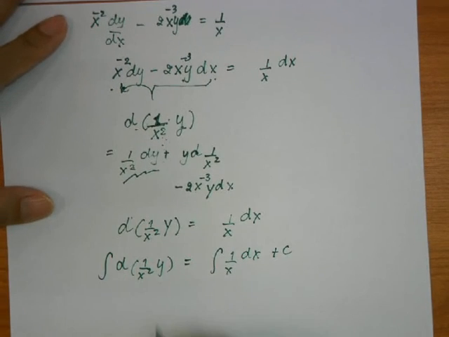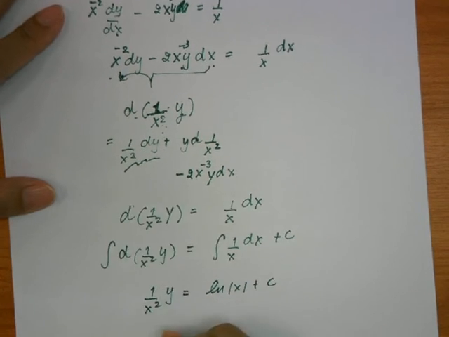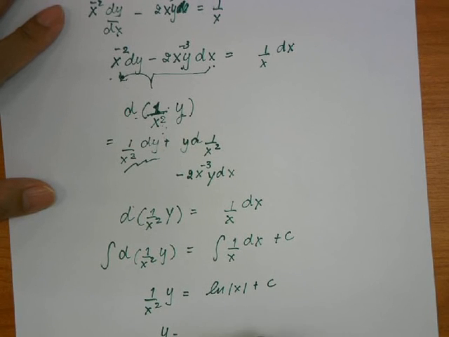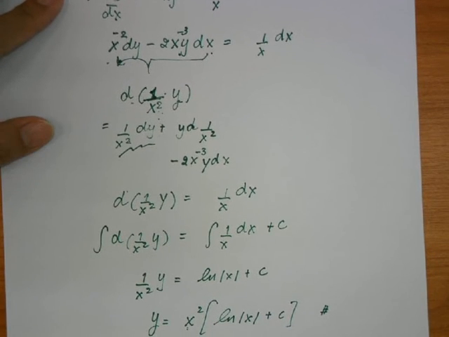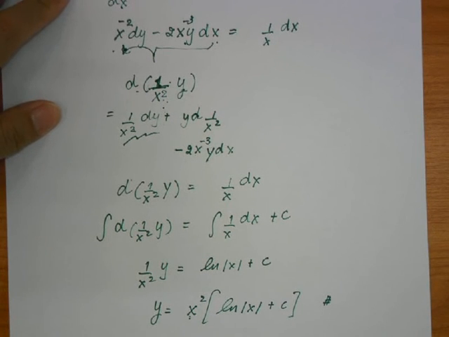So you would get 1 over x squared y equal to ln x plus c. So your y is equal to x squared times (ln x plus c), which is the same as when you use the formula. So it is up to you. If you don't want to remember it, you can start deriving from that.